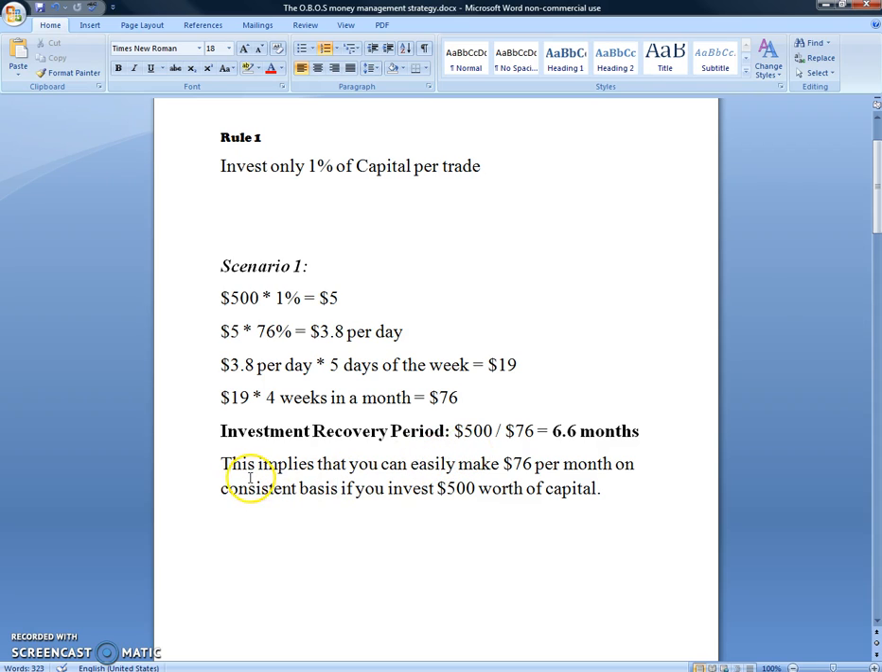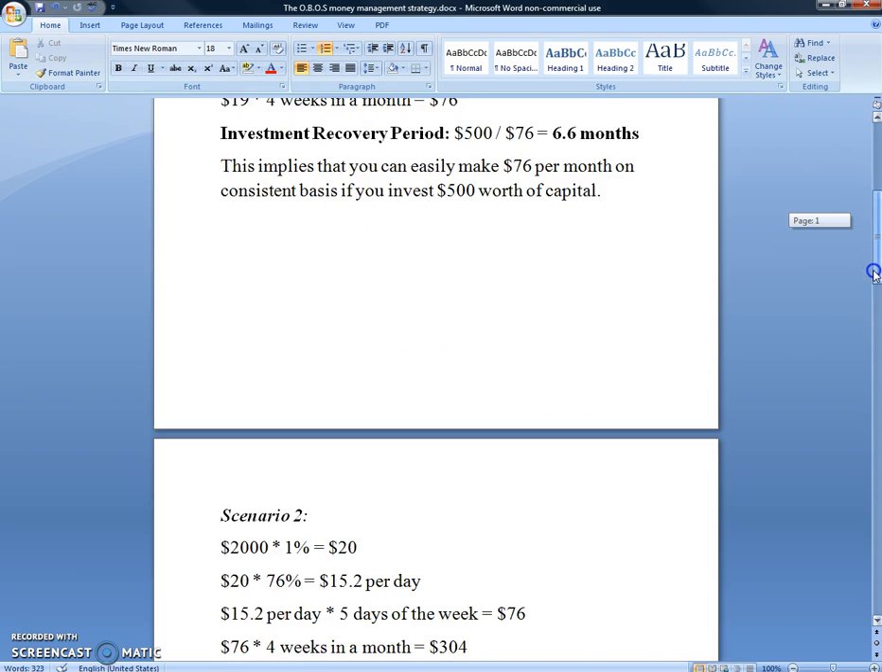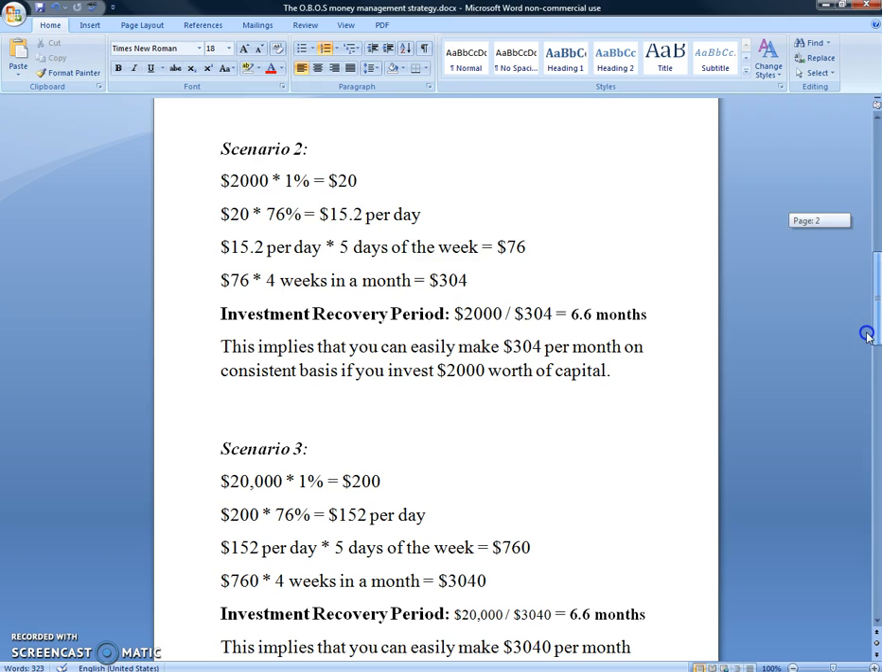Now the second one we're going to do, this implies that you can easily make $76, like you see here, per month on a consistent basis. If you invest $500 capital, you will risk just $5 and you can make yourself $76 consistently per month. This is the main reason why I ask you to invest $500. Just do that. That will help you a lot.